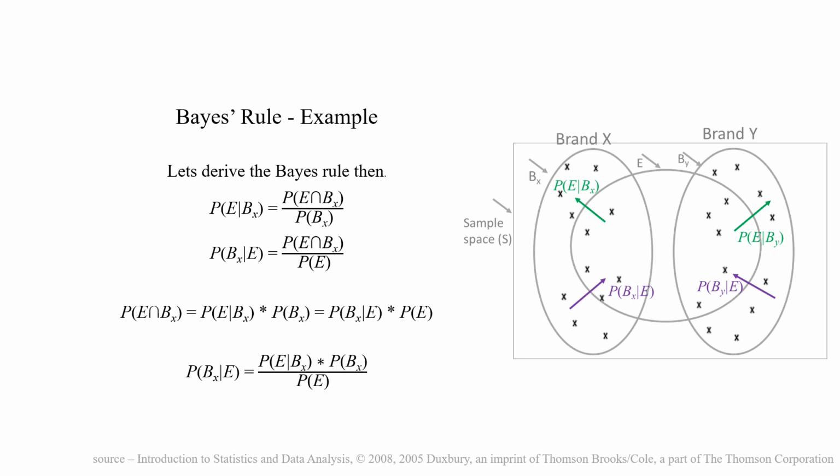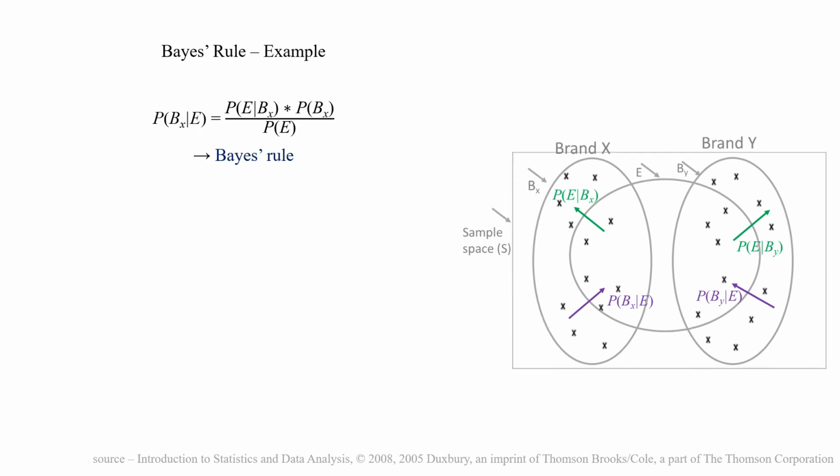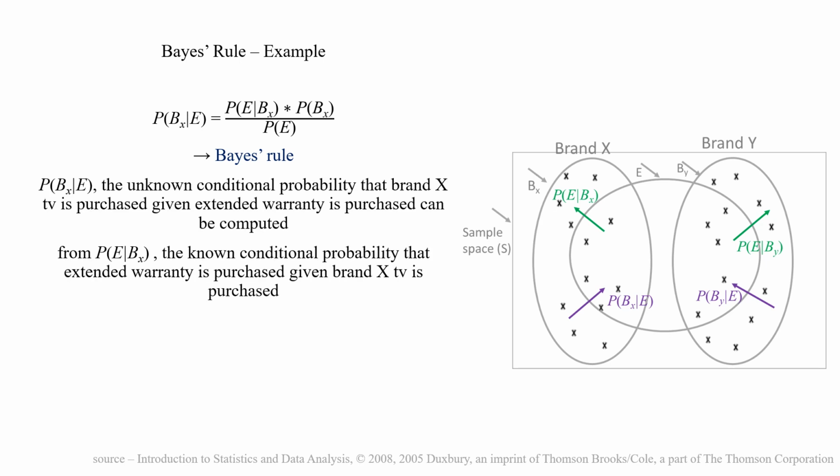That leads to probability of Bx given E equals probability of E given Bx multiplied by probability of Bx divided by probability of E. The above derived equation is the Bayes rule applied in the context of the current example. Probability of Bx given E, the unknown conditional probability that brand X TV is purchased given the extended warranty is purchased, can be computed from probability of E given Bx, the known conditional probability that extended warranty is purchased given brand X TV is purchased.